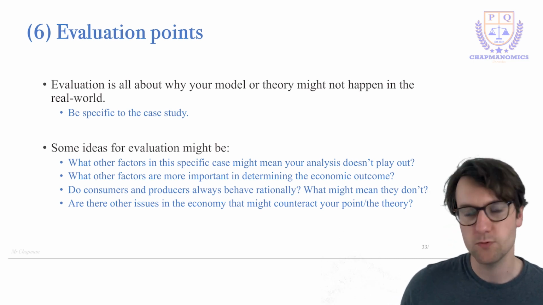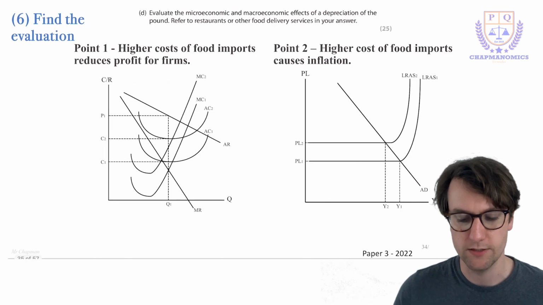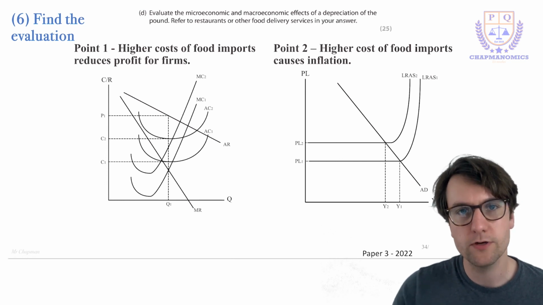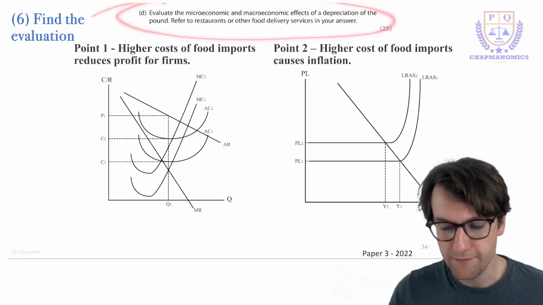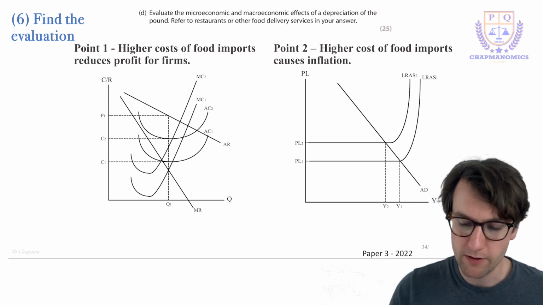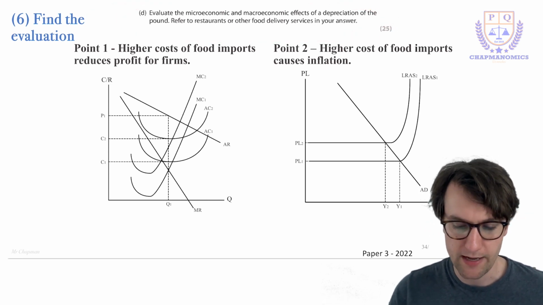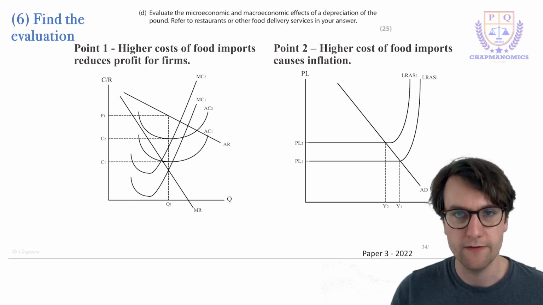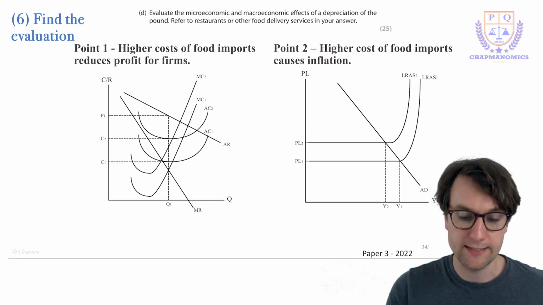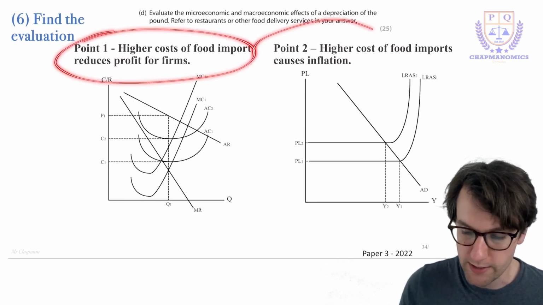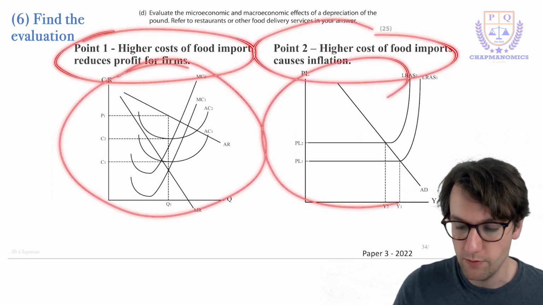So let's have a look at how this works in relation to a few questions. We're focusing on the same questions that we've been looking at throughout these videos. And here we have the first of them. Evaluate the micro and macro effects of a depreciation in the pound. Refer to restaurants and other food delivery services in your answer. If you've not seen the previous videos, I'd recommend you go back to them to see how we got to these 2 points and how we got to these 2 models.